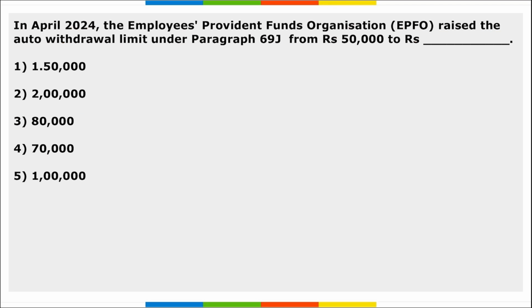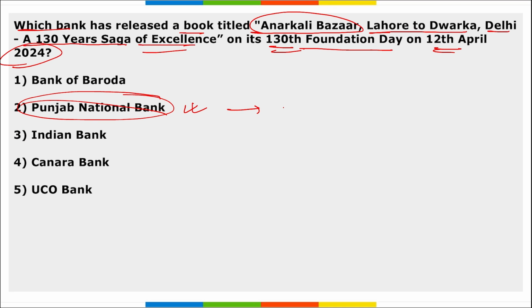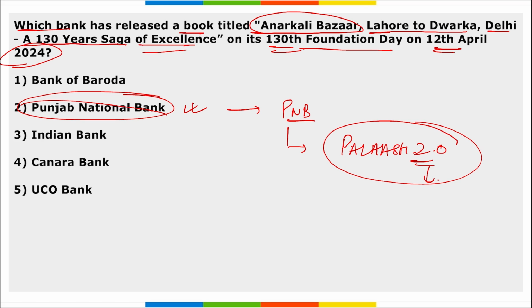Next, also remember Punjab National Bank, that is PNB, they have also released PALSH 2.0, right? This is a significant step towards their environmental conservation, right? This is an environmental sustainability program, Palash 2.0.